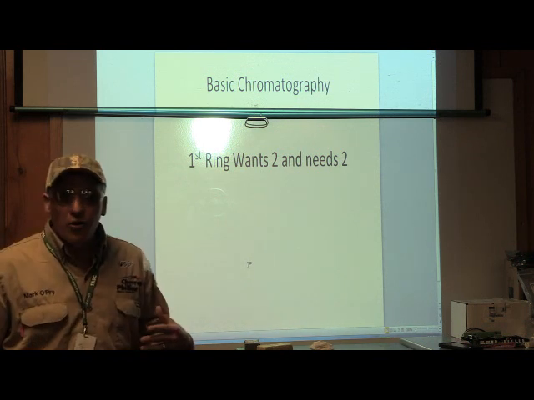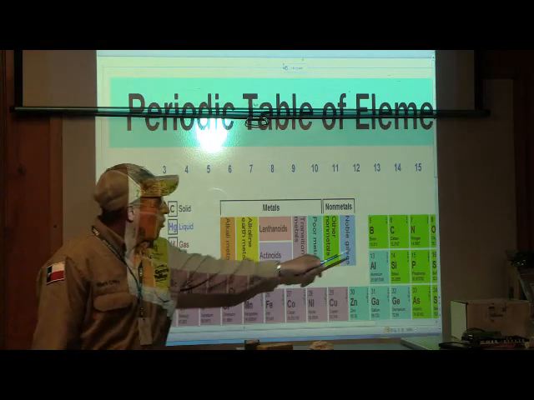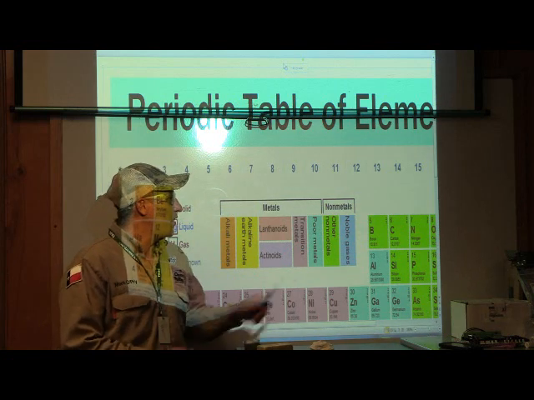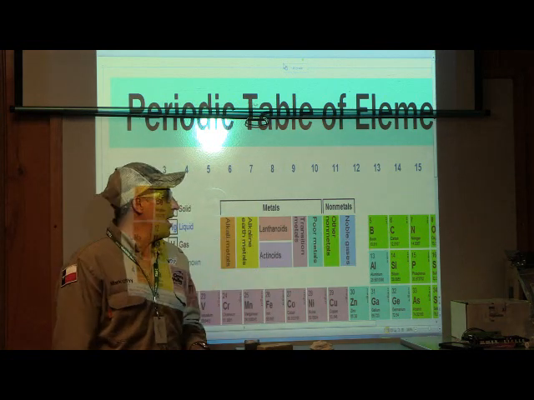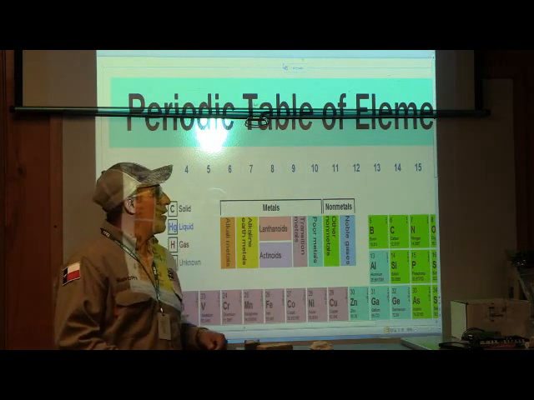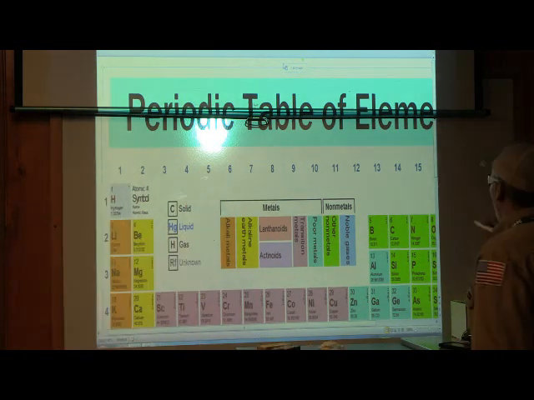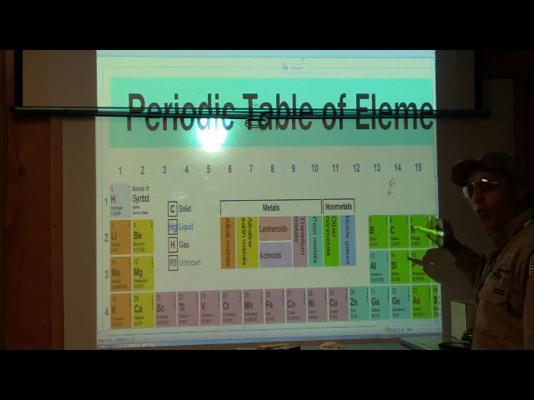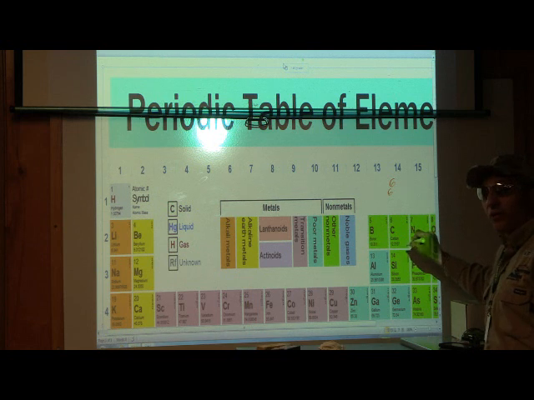Where do we find carbon on the periodic table? Carbon on our periodic table comes in at number 6. Identifies as C. Carbon has an atomic weight of 12. So we have 6 protons, 6 neutrons, giving it the weight. That's what gives it its actual weight.